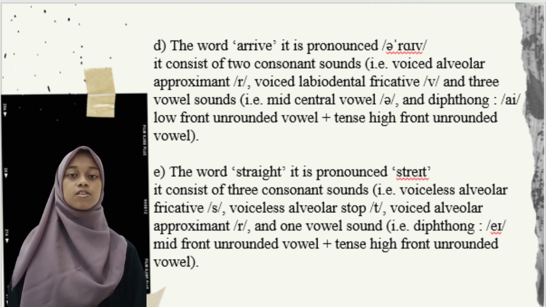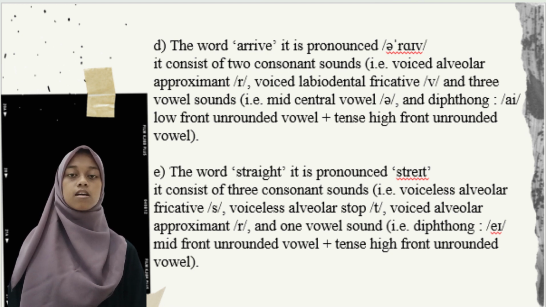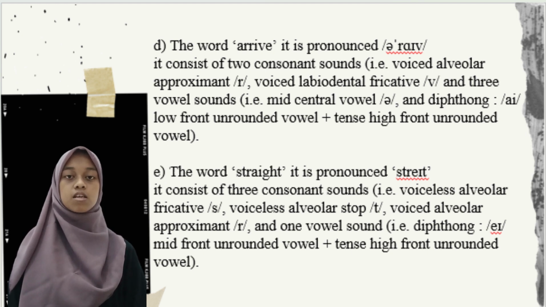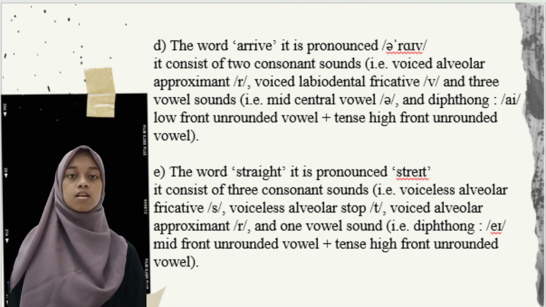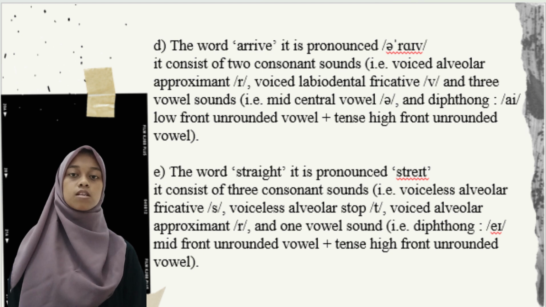D. The word arrive. It is pronounced arrive. It consists of two consonant sounds, namely voiced alveolar approximant and voiced labiodental fricative, and three vowel sounds, namely mid-central vowel and diphthong, low front unrounded vowel plus tense high front unrounded vowel.